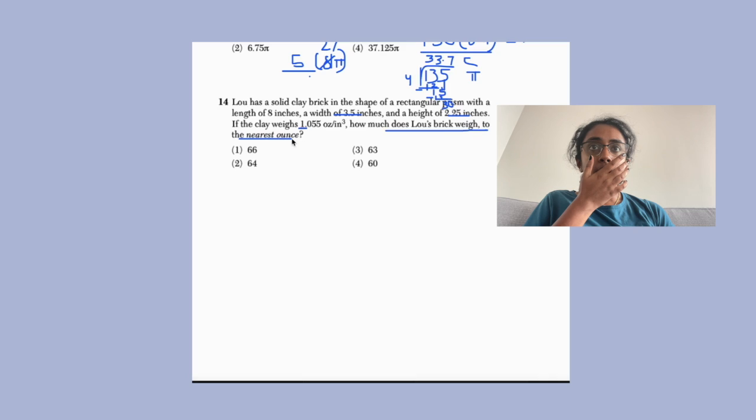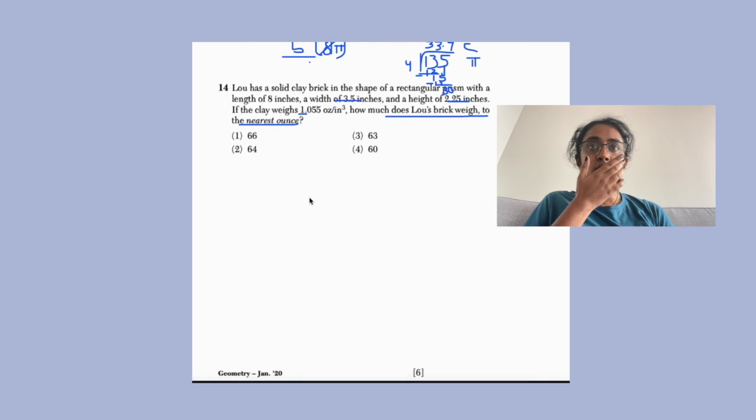Okay, we are dealing with units of volume here. So we have to do length times width times height to find volume. Those are all the steps you take. That's right. Let's multiply each of these by each other. This is a calculator solvable problem. If you're allowed to use a calculator, all you would have to do is to multiply 8 times 3.5 times 2.25, multiply all that by 1.055, and then round it to the nearest ounce. You have your answer that way.